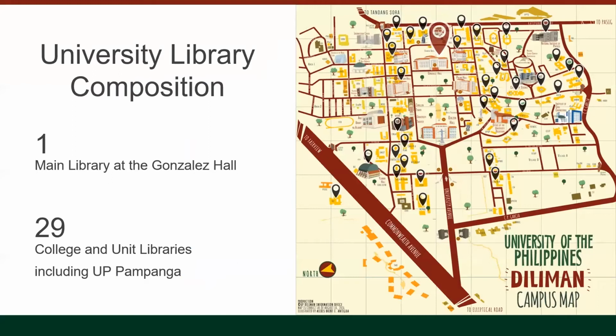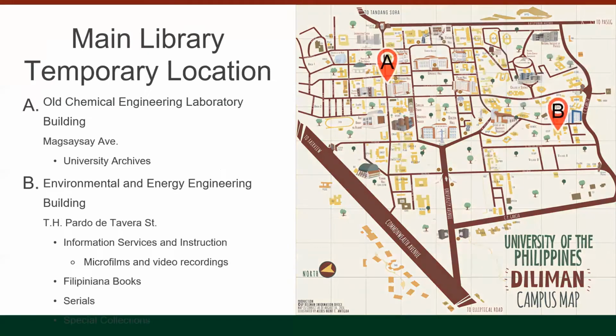The University Library was officially established by the Board of Regents in 1922, 14 years after UP's founding in 1908. The library building was named after our 6th UP President, Bienvenido Maria Choco Gonzalez. The building was erected between 1949 to 1950, and currently there are 29 unit libraries under the University Library. Due to the ongoing renovation of the Gonzales Hall, the library sections are currently housed at two different locations. The administrative, user, and technical services are located at the Environmental and Energy Engineering Building at TH Pardo de Tavera Street. The University Archives, on the other hand, is currently situated at the Chemical Engineering Laboratory Building at Magsaysay Avenue just beside the Computer Center.